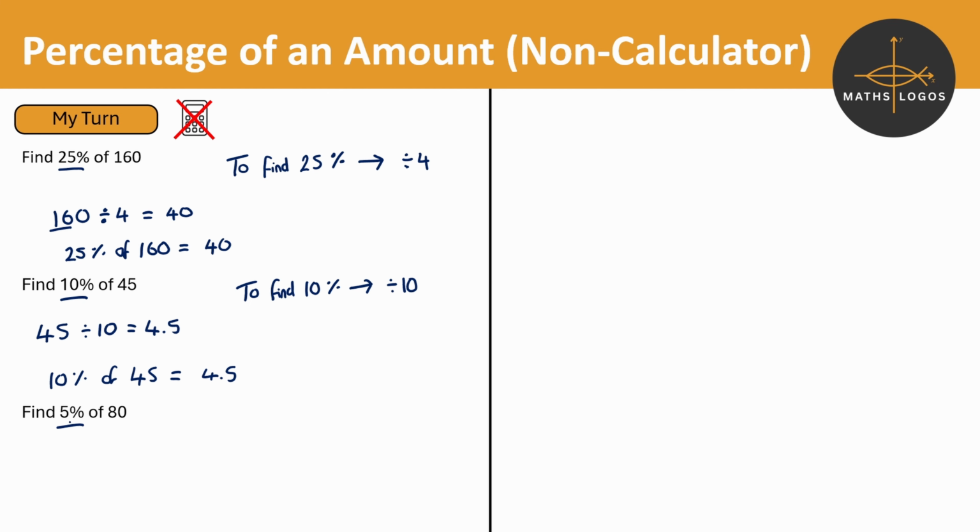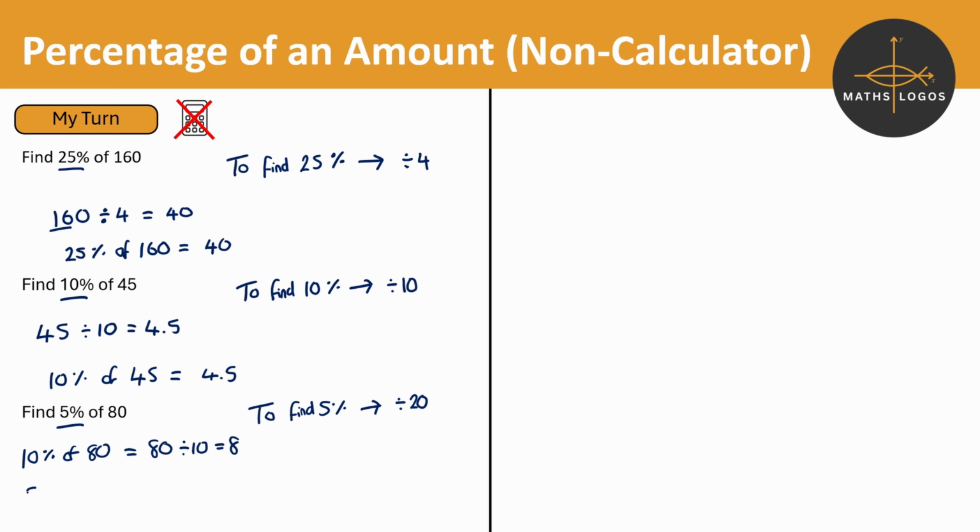Last one, it says find 5%. Now there is actually a way we can do this by dividing directly. We can divide by 20. So to find 5% we divide by 20, but more likely you would actually find 10% and then half it. So let's do the way that is more likely. So 10% of 80 is equal to 80 divided by 10, which is equal to 8.